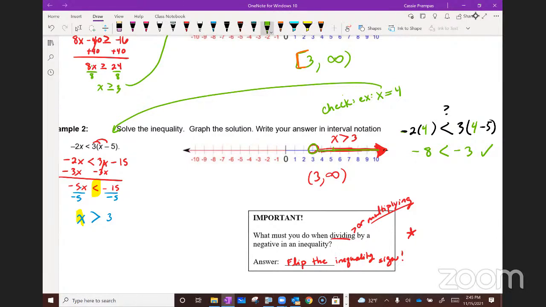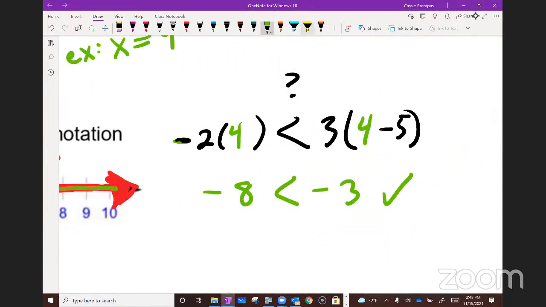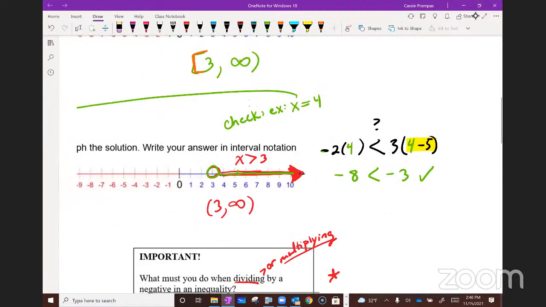Don't you distribute it to the -5? Distribute what? The -5. Well, here we just want to follow our order of operations. So we would do the parentheses first, which would be -1. And then we multiply it by 3. Sorry, I thought they were both negative. That's okay. Even if you distributed, it would work out here. You'd get 12 minus 15, which would still give you -3. All right, good stuff. Let's flip it to the back.